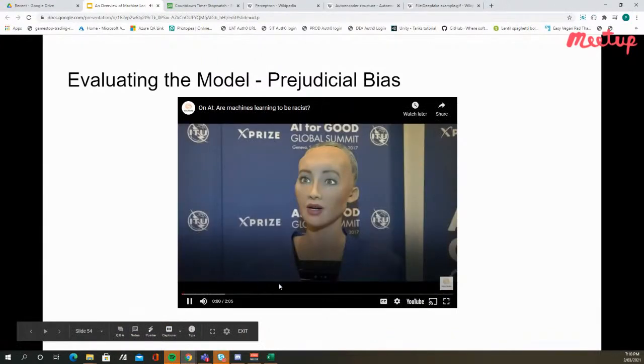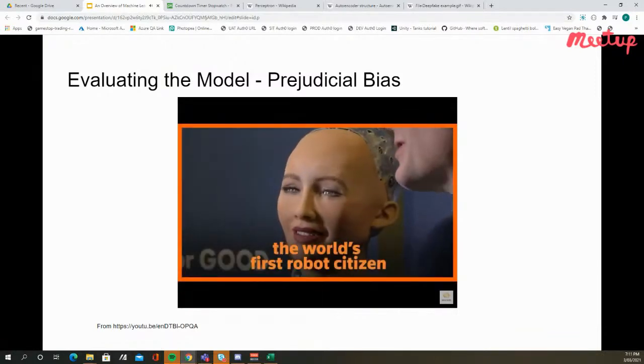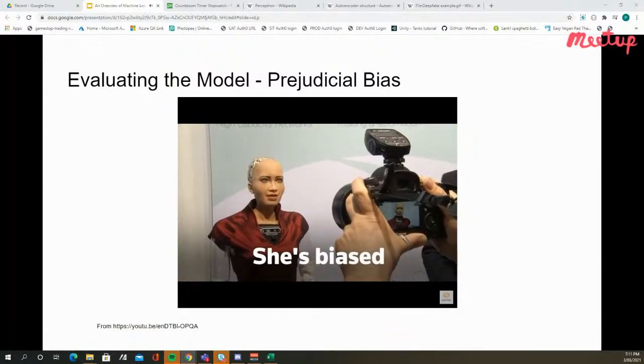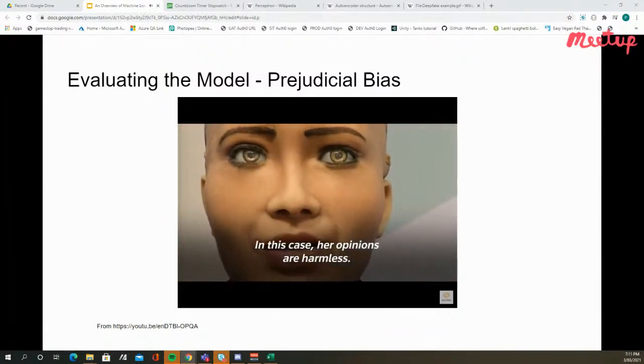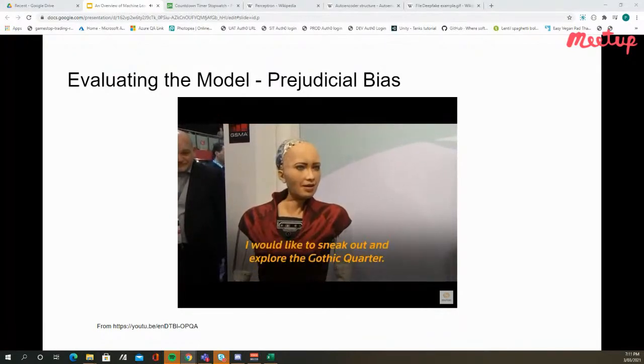That I could already do a better job than Donald Trump. Sophia, the world's first robot citizen, clearly has an opinion on President Trump. She's biased. In this case, her opinions are harmless, fun even. I love coming to Barcelona. I would like to sneak out and explore the Gothic Quarter.